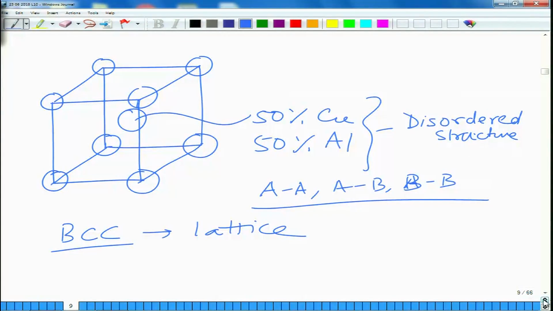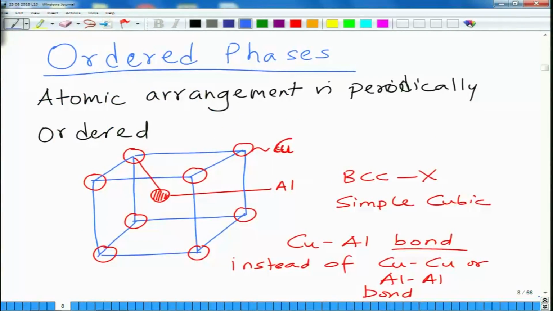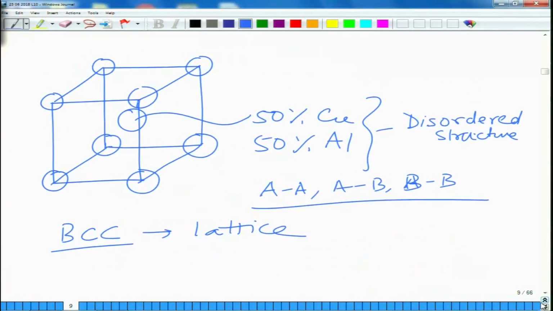So, in the perfectly ordered phase, there is no Cu-Cu bond, there is no aluminum-aluminum bond, as far as nearest neighbors are considered. All the bonds that are considered are Cu-Al bonds. Okay. In the disordered case, there is a possibility that you can have Cu-Cu bond, there is a possibility you can have Al-Al bond, there is a possibility you can have Cu-Al bond.